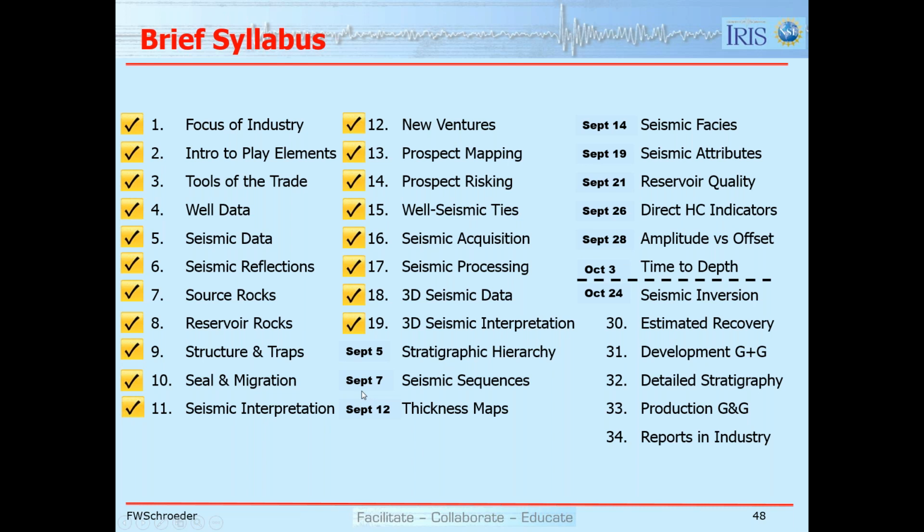But it could take several months to interpret a reasonable size 3D survey that might have 50 major faults and 20 significant horizons. Working the data does take time and effort if you want to have a quality product.